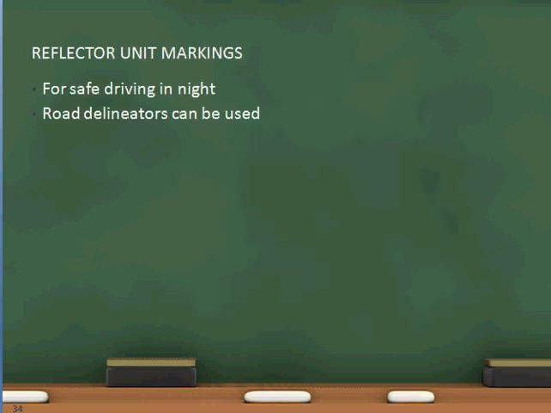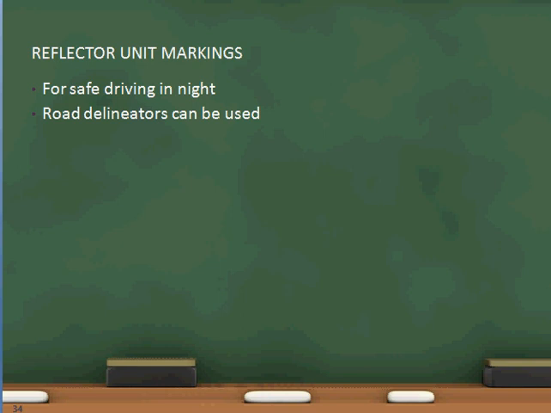Next is reflector unit marking. It is used for driving during the night, and it is provided on roadways. It will show mainly yellow light during the night. It should be visible from a distance of about 150 meters ahead. So these are the different road markings.